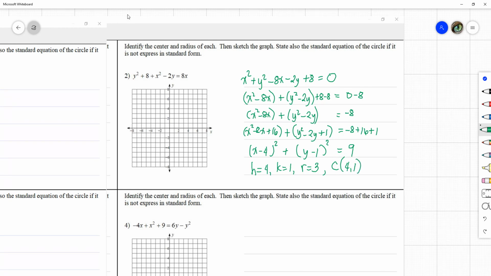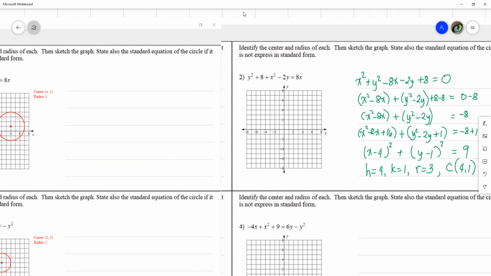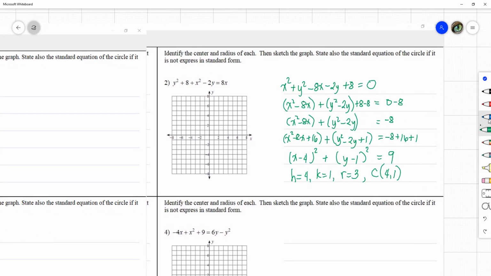So let's start to check. Okay, the center is 4, 1, correct? The radius is 3, correct. So let's try to graph this one. Okay, I forgot to graph. So you have 4, positive 1, so this is the center. The radius is 3, so 1, 2, 3 in each direction. So that would be the points on the circle. So let's create a circle.